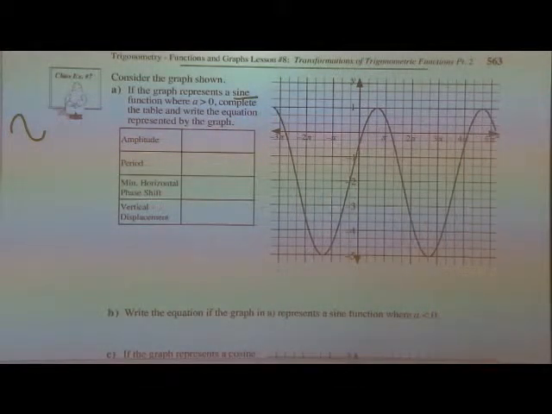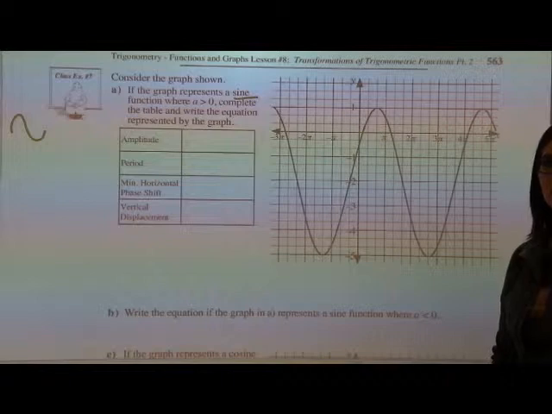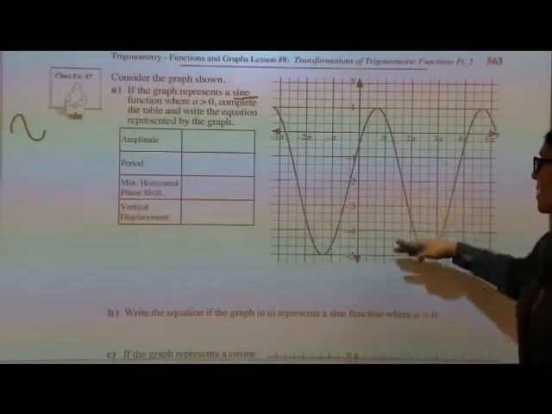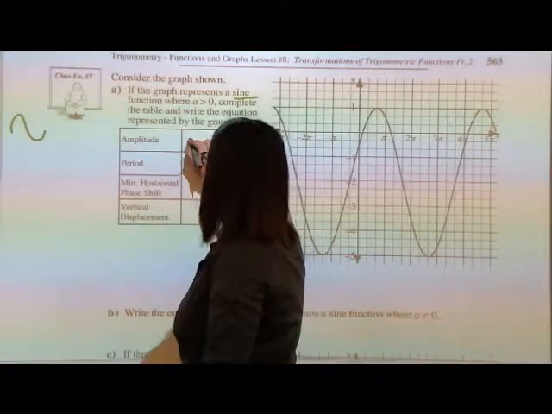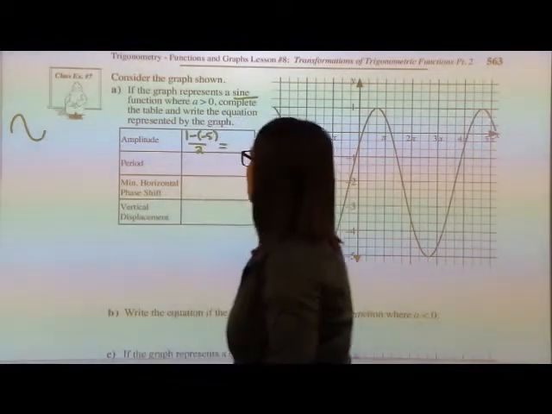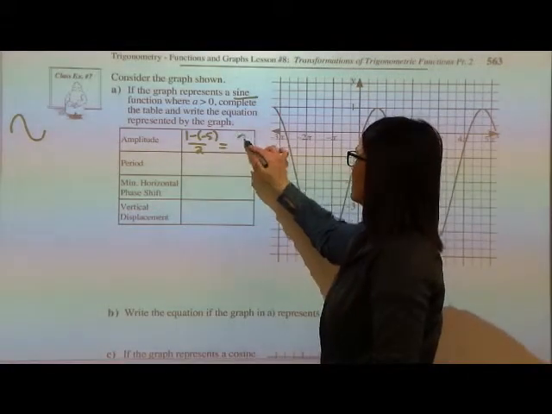So let's first of all figure out amplitude. How do we find amplitude? Max plus min divided by 2. Plus or minus? Oh, minus. So we subtract them. So 1 minus -5 divided by 2. So what is 1 minus -5? 6. 6 divided by 2? 3.